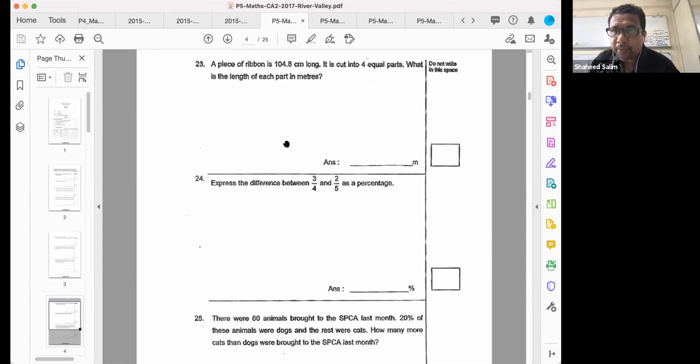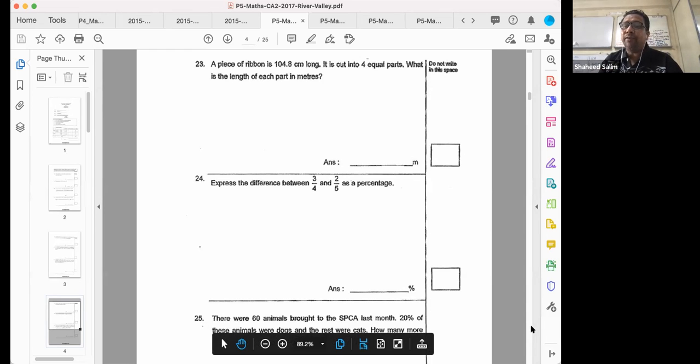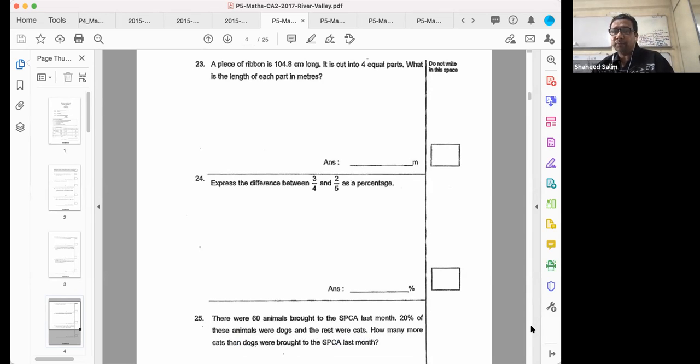Well done, Shalina. But Shalina, can you change from cm to meters by dividing further by 100? Divide your answer by 100. Well done, Putri. Putri, question 25.